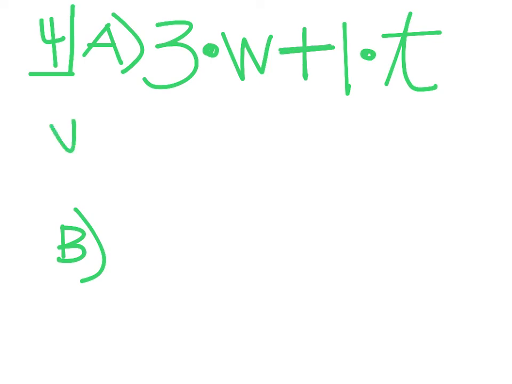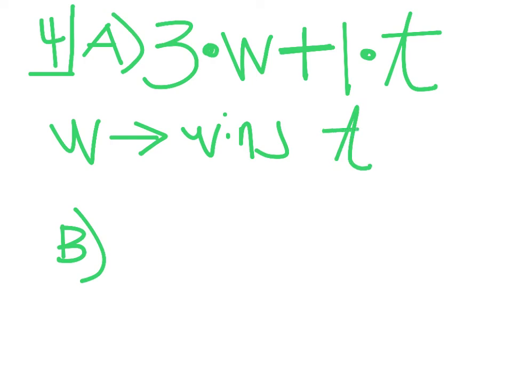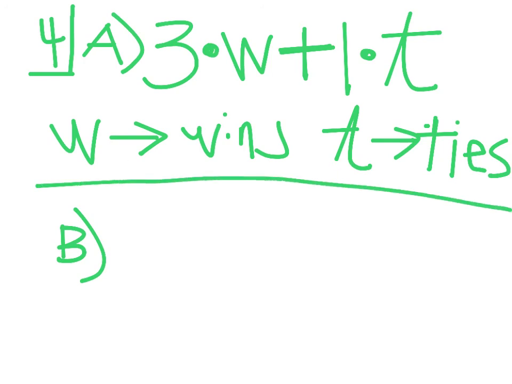But then I also have to define the variable. I know that W is representing wins, and T represents ties. Alright, so that's part A. Now part B says, suppose in one season the North Rockets had 17 wins and 4 ties. How many points did they receive?